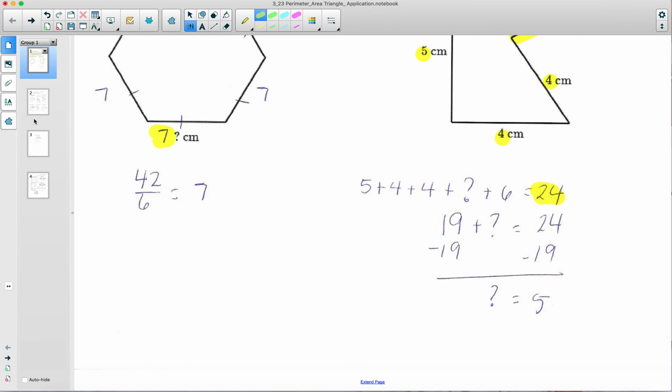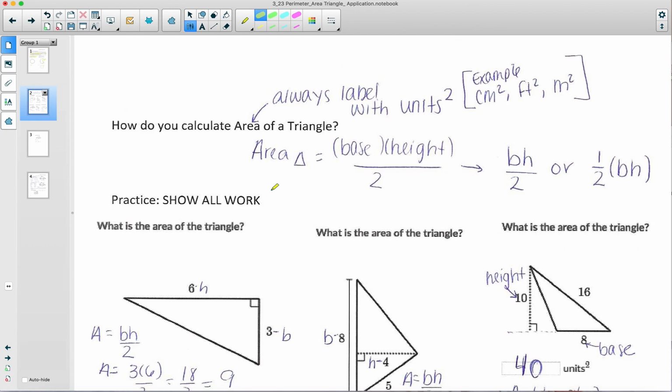So first and foremost, when dealing with area, we're talking about essentially like flooring, right? Filling in or shading in a two-dimensional shape, or the inside of a polygon of some sort. So when we're dealing with area, it's 2 dimensions. So when we label with our units, it's always units squared.